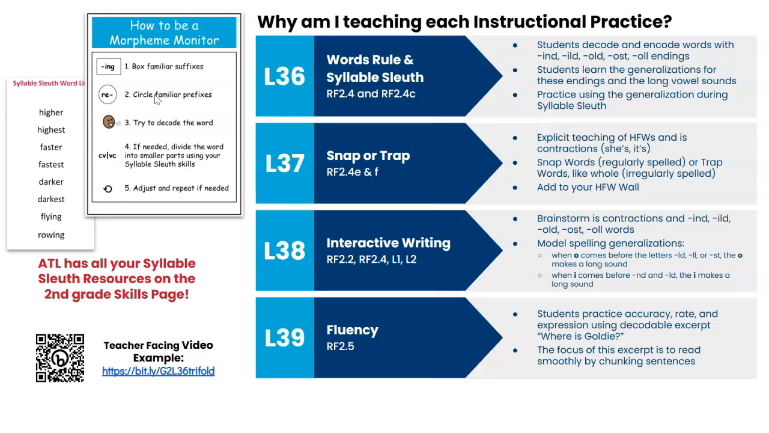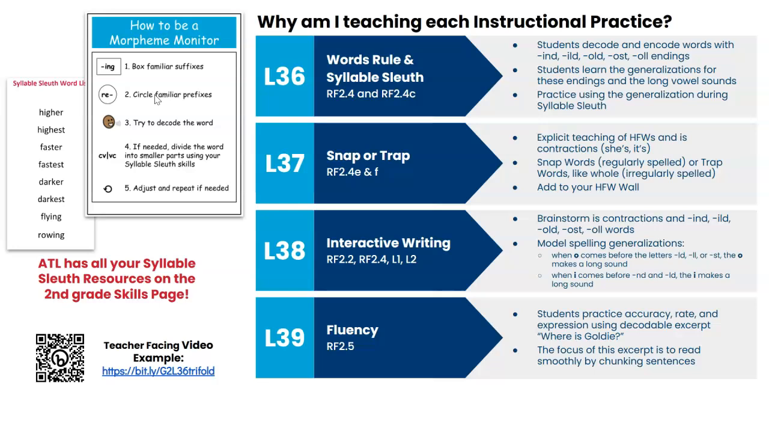One routine from Lesson 37 is snap or trap. This is where you teach explicitly your high-frequency words and the is contraction, like she's and it's. Sort out your snap or trap words, like the word whole, in advance. Think through the reasonings in some of the more advanced patterns students have been introduced to. Words that may have been trap words for students in first grade may now be snap words because of advanced patterns learned. At the end of this routine, add to your high-frequency word wall.